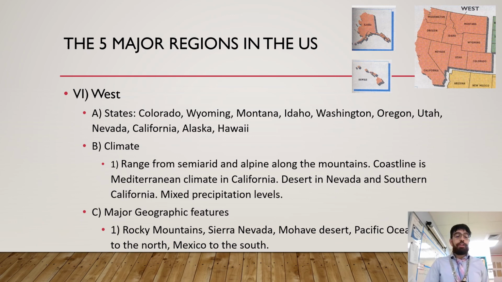You have a whole bunch of major geographic features. You have the Rocky Mountains, the Sierra Nevada, the Mojave Desert, the Pacific Ocean to the west, and Canada to the north, and Mexico to the south. Right down here you have Baja California.